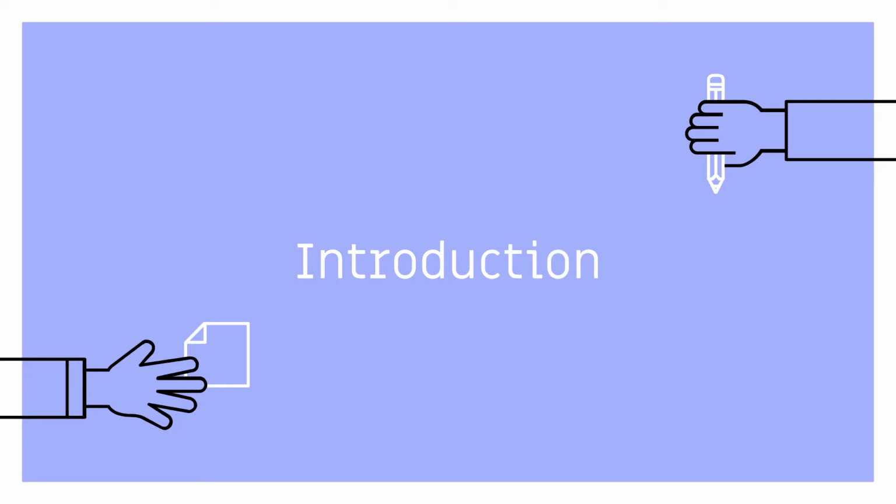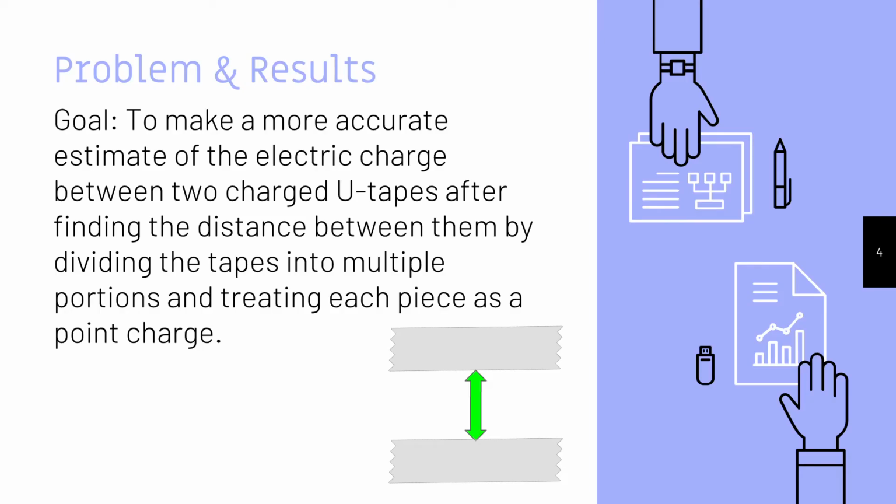Beginning with the introduction. The goal of this experiment was first to estimate the charge of a charged tape, known as a U-tape, caused by another U-tape, by using the electric and gravitational force formulas, and then to make this value a more accurate estimate of the electric charge between the two charged tapes. Now we do this by finding the distance between the two tapes and dividing the first tape into multiple portions and treating each piece as a point charge to find the electric force from the second tape on each piece of the first tape.